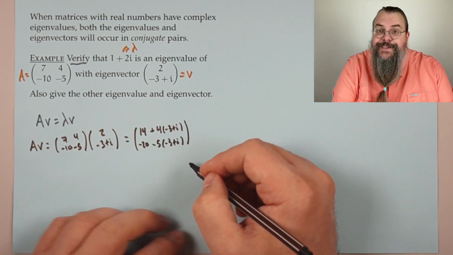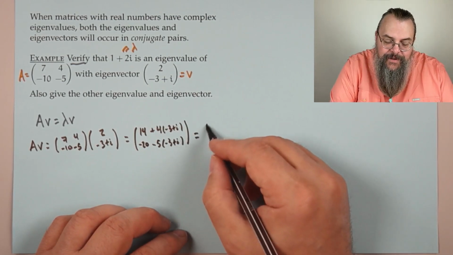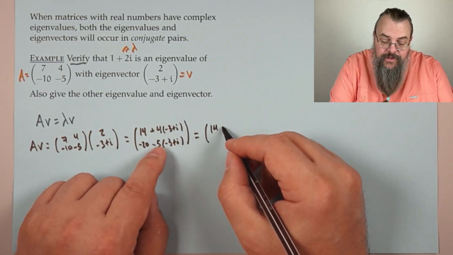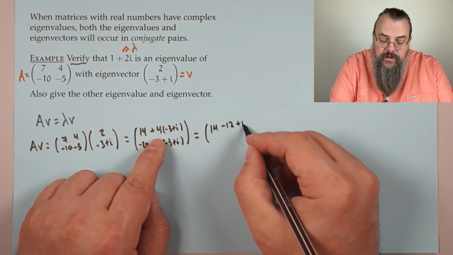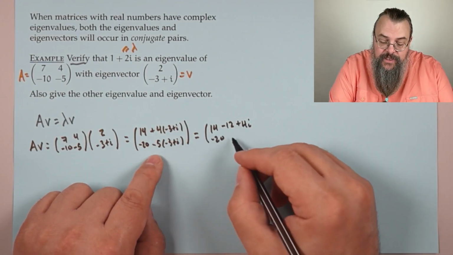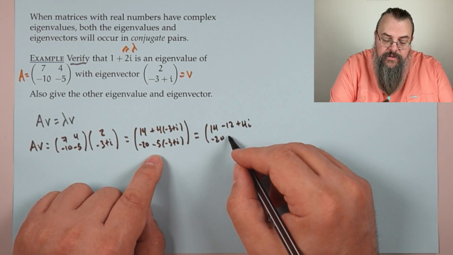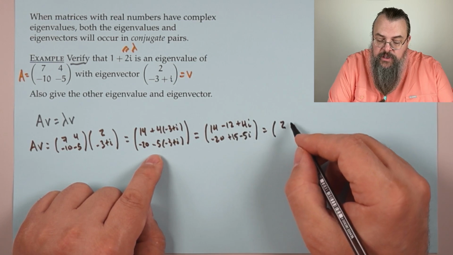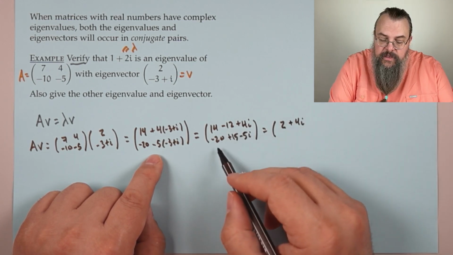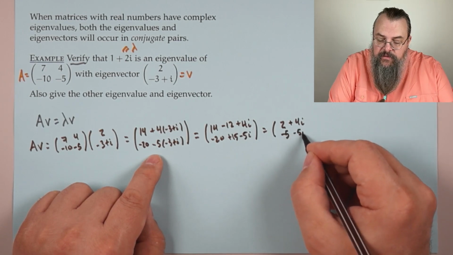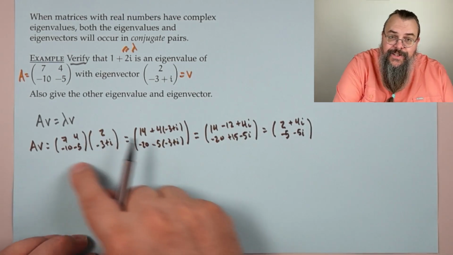All right, well, it's been a second, so let's work on that. Okay, so what do we have? Well, we have 14 here. Distribute the 4 through, so minus 12 plus 4i. Downstairs, minus 20. Minus 5 times minus 3 is plus 15. Minus 5 times i is minus 5i. So 14 minus 12 makes a 2. Then we have a plus 4i. Minus 20 plus 15 makes a minus 5. And then we have minus 5i. All right, that's the left-hand side.